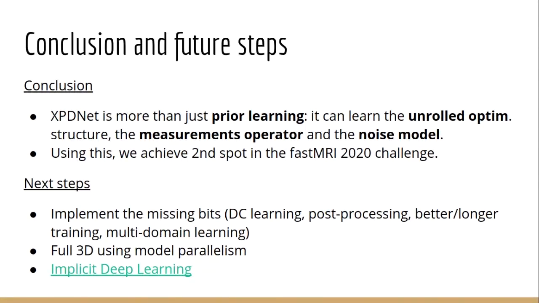And the final step I really want to dig into is the implicit deep learning, which seems to be very well suited to the unrolled networks for inverse problems, and that could alleviate a lot the memory problems that we currently have that limit the size of our networks.